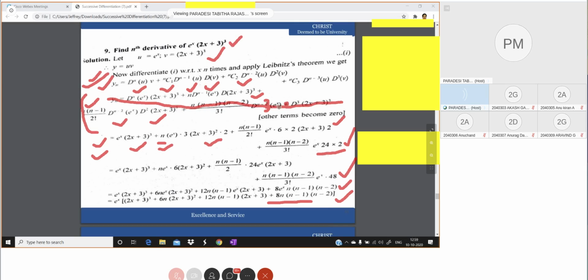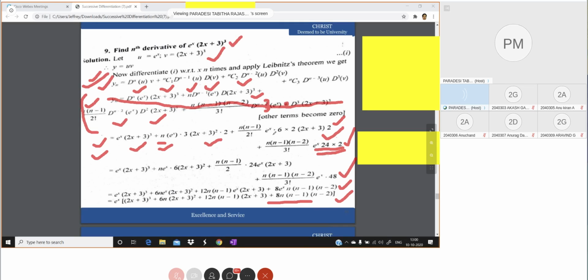Where is this one, Arpan? Are you talking about this term? Okay. The first time, we got 2x plus 3 whole cube giving 3 into 2x plus 3 whole square, into the derivative of 2x plus 3, which is 2. So first we got a coefficient of 6.